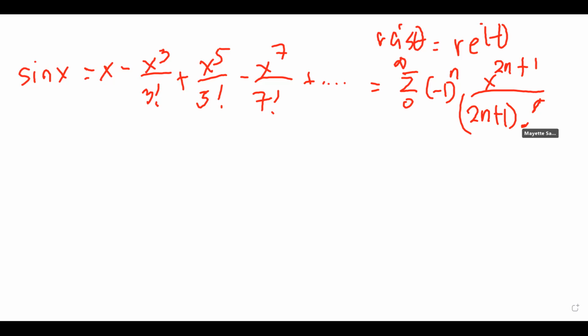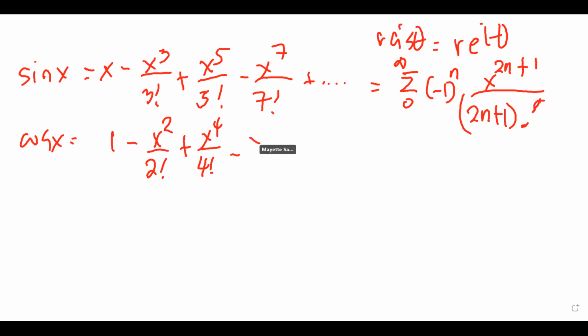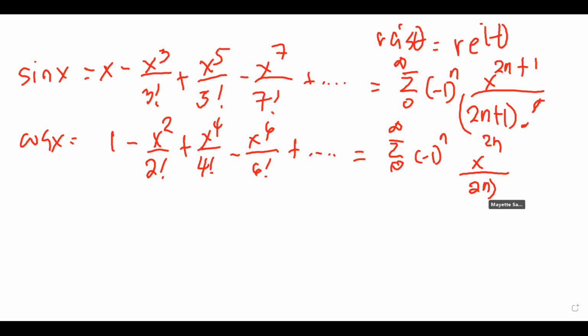For cosine x, this is equal to 1 minus x squared over 2 factorial plus x to the fourth over 4 factorial minus x to the sixth over 6 factorial here. If we are going to expand this further, the shorter version of this expansion will just be the summation from 0 to infinity of (-1) to the n, times x to the power of 2n over (2n) factorial.